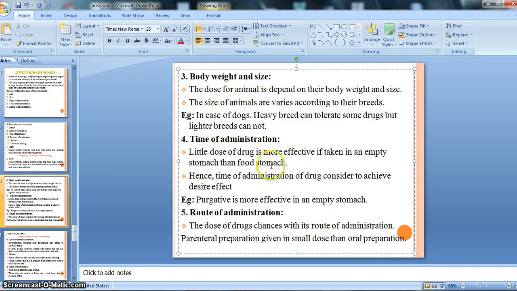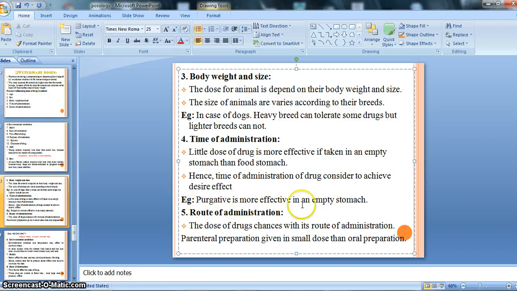Hence there is a change with time of administration. Time of administration of a drug is considered to achieve a desired effect. For achieving a desired effect, we need to take a drug before a meal, that is on an empty stomach. If you need a small or lesser effect, then we take the drug after a meal. So there is an example of time of administration.